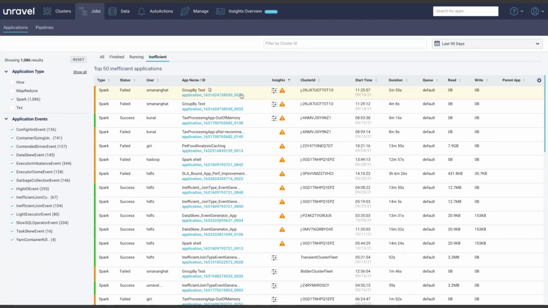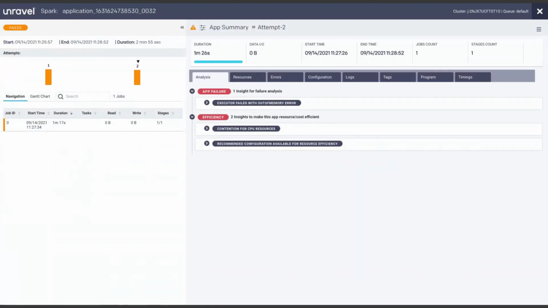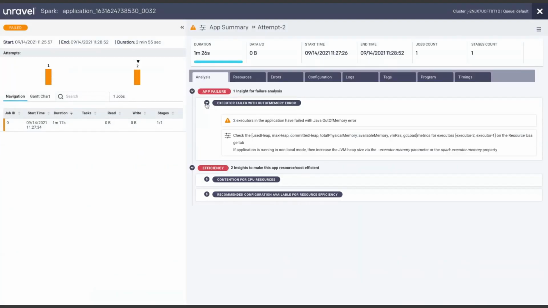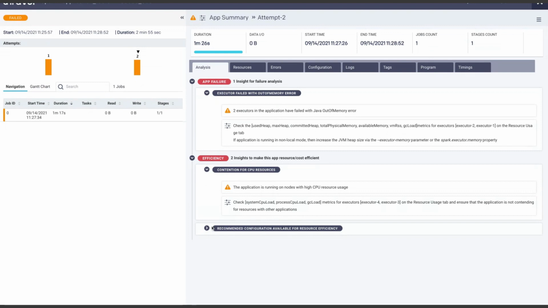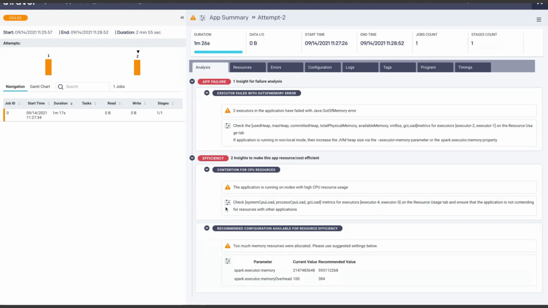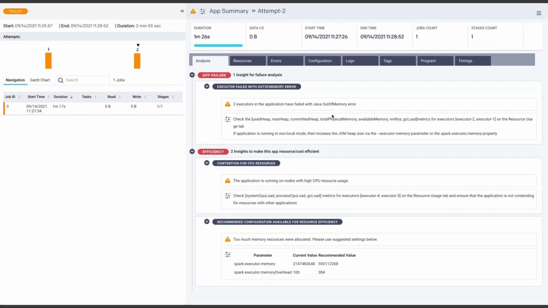So let's go take a look at this Spark app. If we drill into here, what we discover is we have an out of memory error that occurred with this application. So to go along with that, we've identified two areas in which there are opportunities for efficiency. One is around CPU resources, and the second one is around overall resource efficiency. So we've not only identified where this Java memory error occurs, but we've also recommended values to mitigate that error.